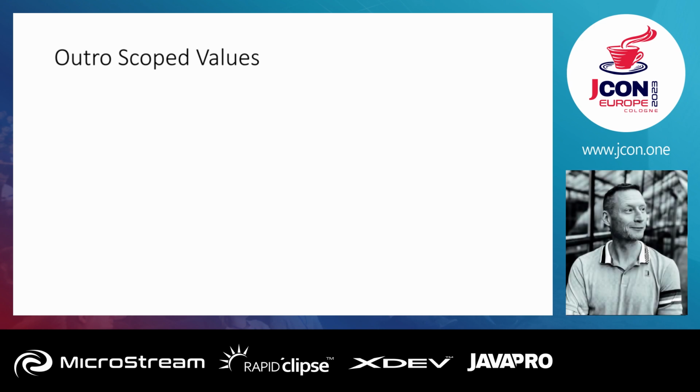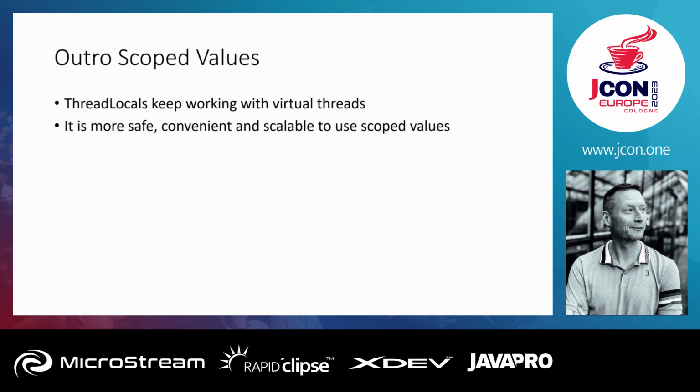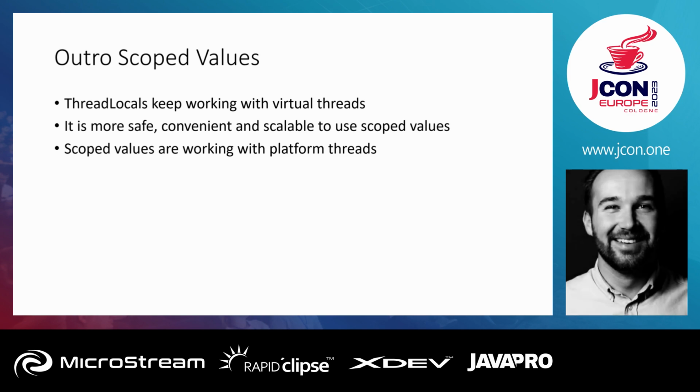And just to summarize then, thread locals will still work with virtual threads. So you can still mix them, but you might run into a problem, and that could be the time to change things. Because scoped values are more safe, more convenient and more scalable. The other thing is true as well. Scoped values work with the current platform thread, so you can mix and match the models as you see fit.